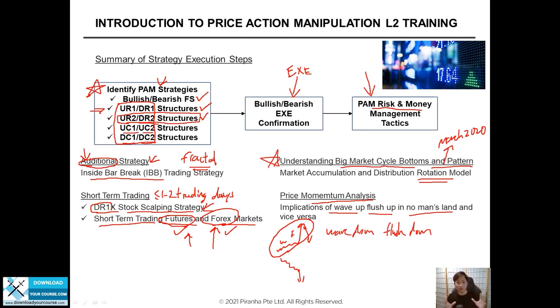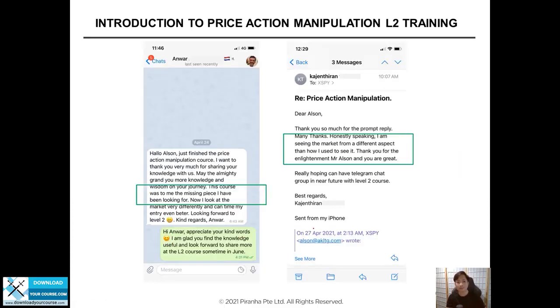You're not afraid even when there's a crisis in the market, you know what to expect. When something goes overblown, you know what to expect. This will give you more edge and confidence, and that's what I want to achieve in the L2 class, to give you guys more tools and strategies to trade the markets.